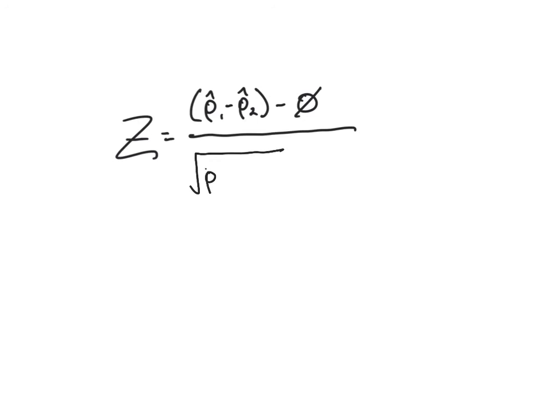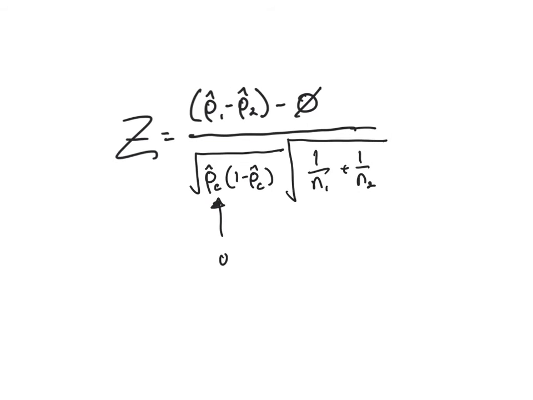Okay, so here we go. Generically, p hat combined, 1 minus p hat combined, times 1 over n1 plus 1 over n2. So it's that junk on the bottom. What is p hat combined? P hat combined is all the successes from the first one plus all the successes from the second one over the size of group 1 plus the size of group 2.